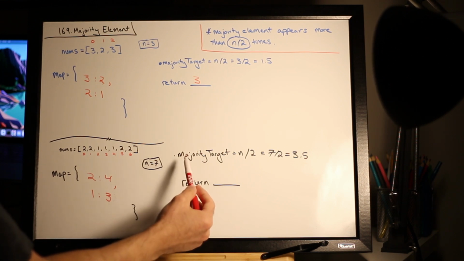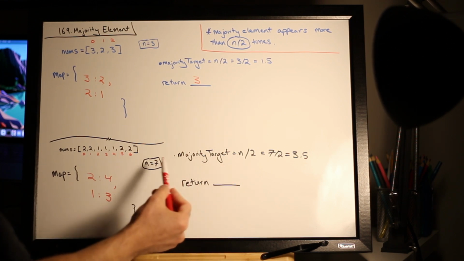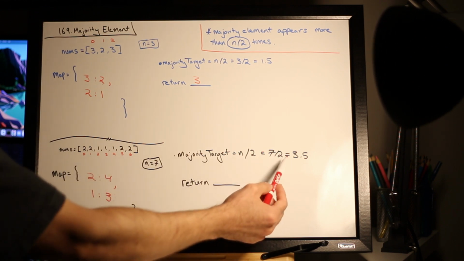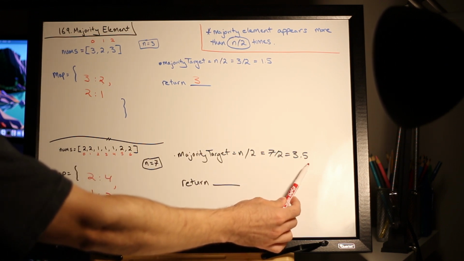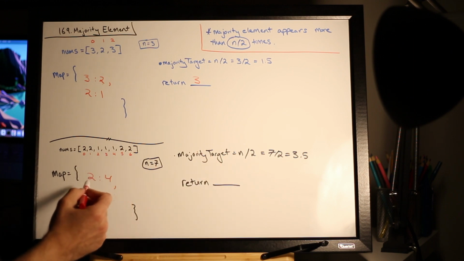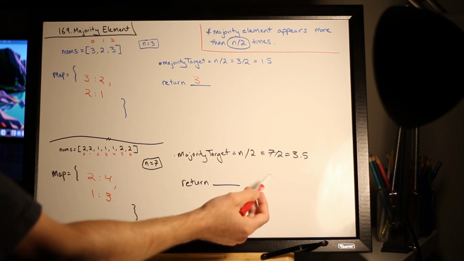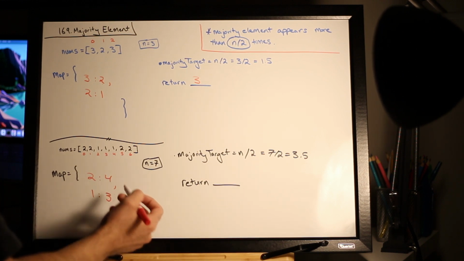Now we're going to calculate our majority target, which is n over 2. Our n is 7. That's how many elements we have in the array. And our result for the majority target is 3.5. Now we're going to iterate through our map. We're going to check if any of the values in here are greater than 3.5. If they are, we'll return the key for that.